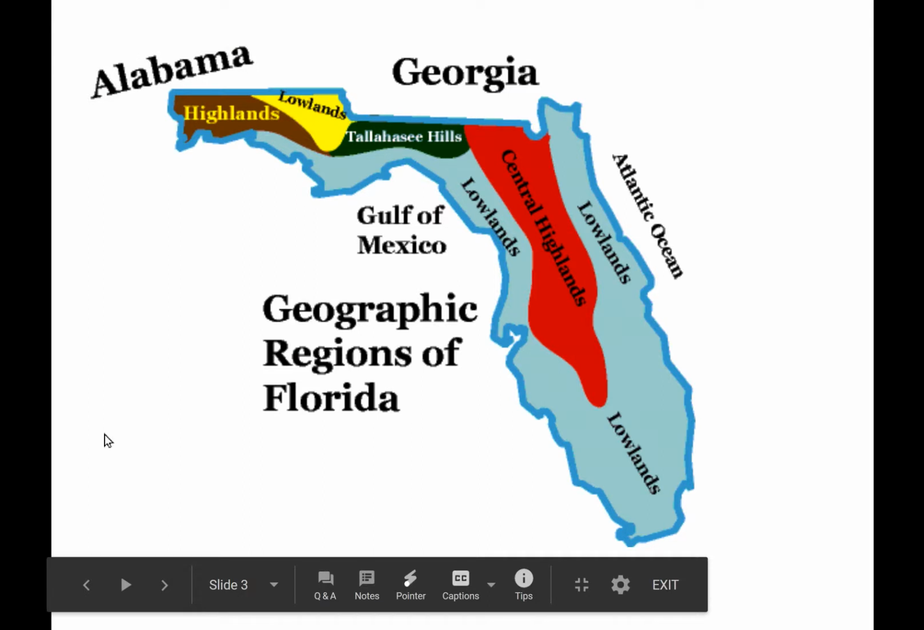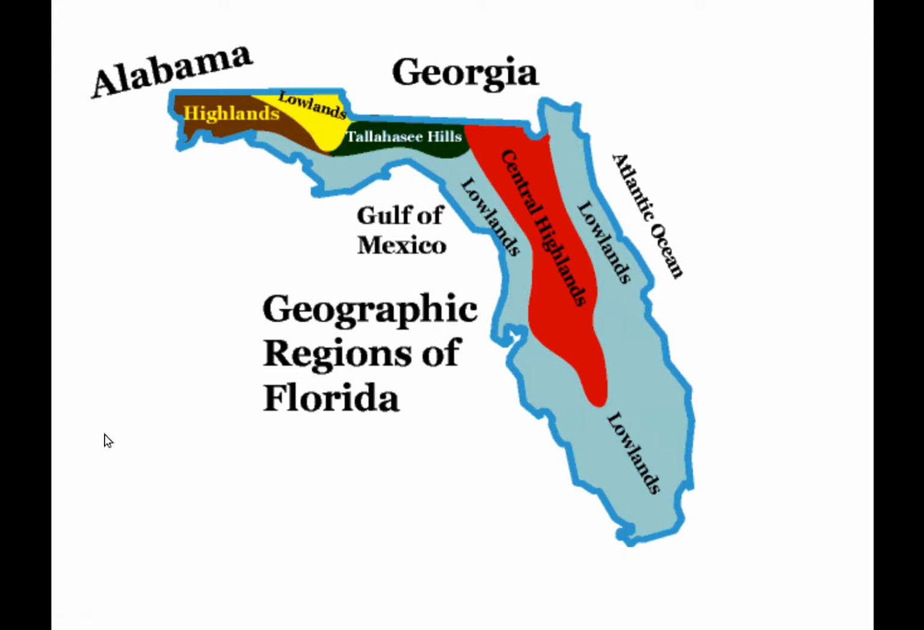This is a slide showing the geographic regions of Florida. We have the Central Highlands where most of the lakes are found. It's also where most of the aquifer goes, to the Central Highlands. Look up in the lowlands here, look up in the corner.